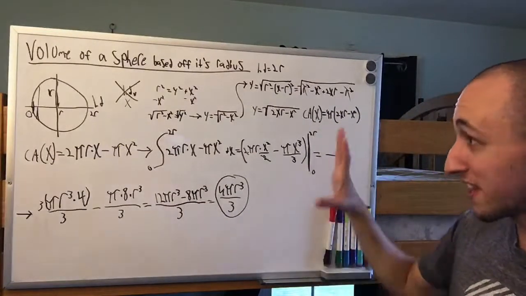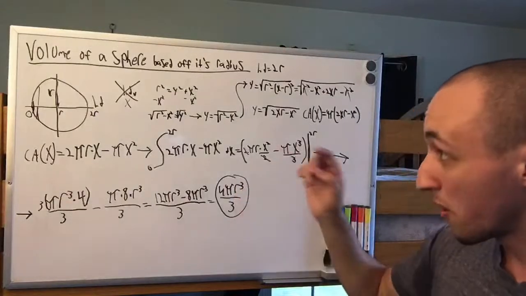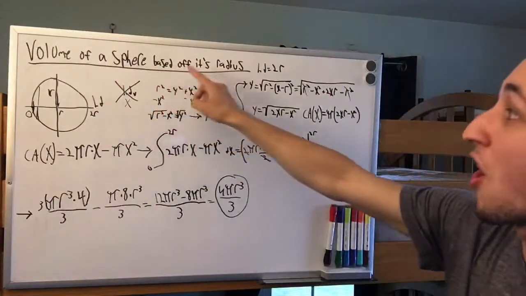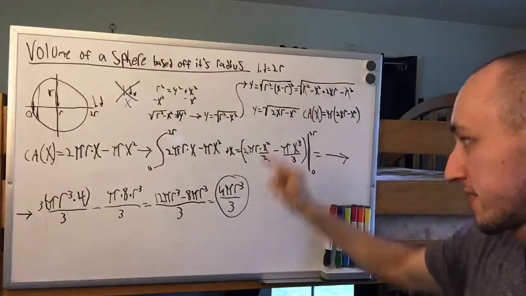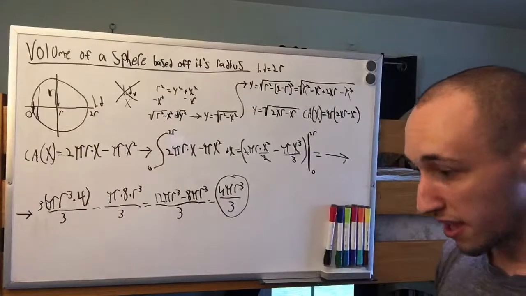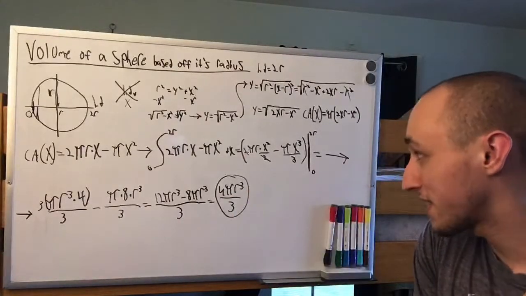But anyway, that is the end of the video. That is indeed the volume of a sphere based off its radius. Radius being r. Okay. We did it. I did it for the first time. I did it live. I think that's pretty cool.